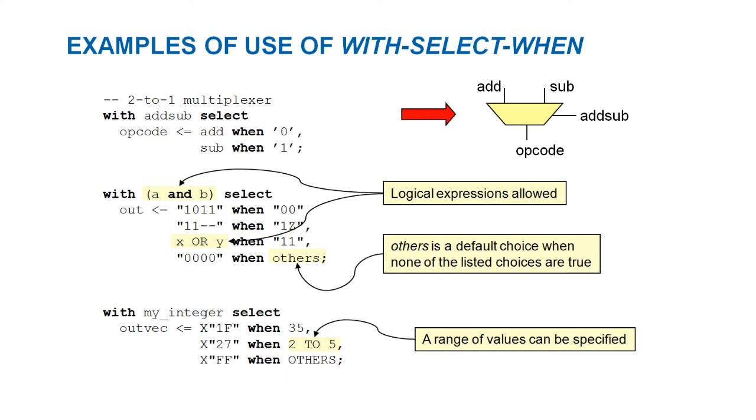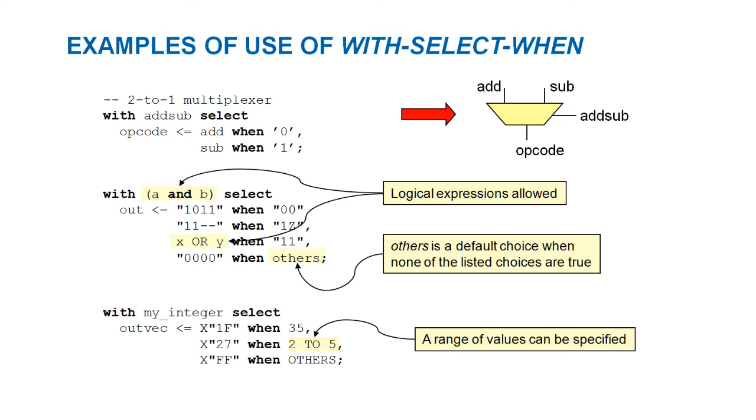Examples of how to use a with select when. So if you want to implement a 2-to-1 multiplexer, you can have, for example, with add_sub select, opcode will be assigned the value add when add_sub has the value of 0. Otherwise, opcode will be assigned the value sub when add_sub has the value 1. And here is a schematic of how it can be implemented.